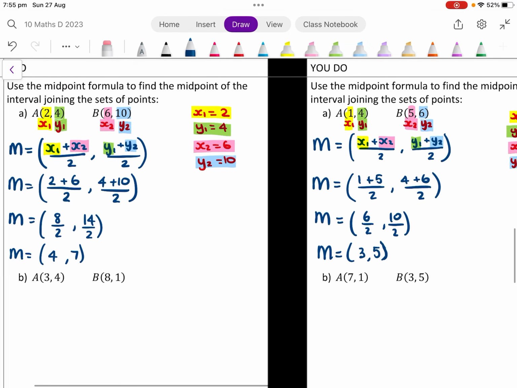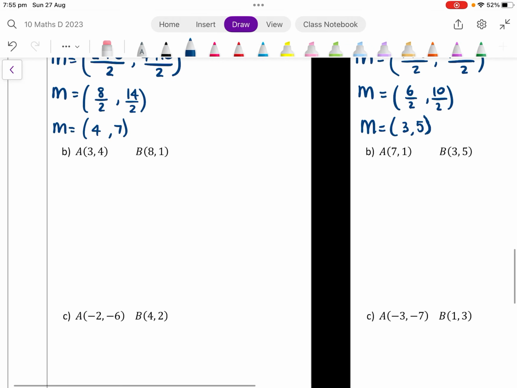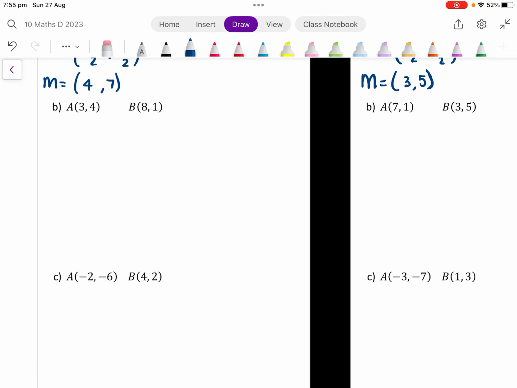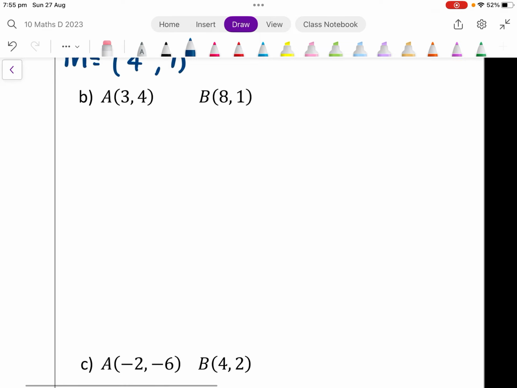Alrighty, let's have a go at this B. And then we have C's to do as well. So I might do B and C here, and then I'll pause and let you guys finish that off. So let's go through that process again.